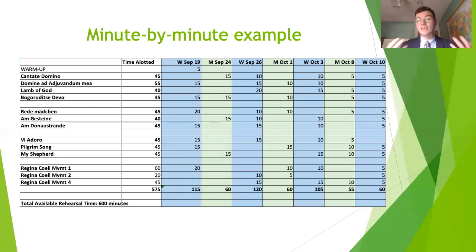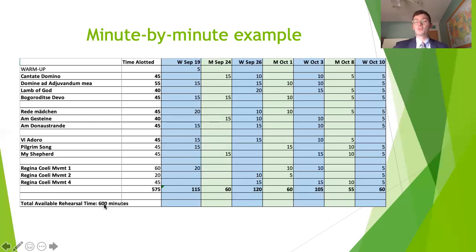And essentially what I did is what I just told you all to do. I took out each piece and divided by the total time. I think the average I came out with was around 45 minutes. You'll see that pretty often. There are pieces that are harder or more challenging, and I gave those more time. There are pieces like this Regina Coeli Movement 2 by Mozart, which is really short, and the choir doesn't sing a whole lot in there. And so 20 minutes.